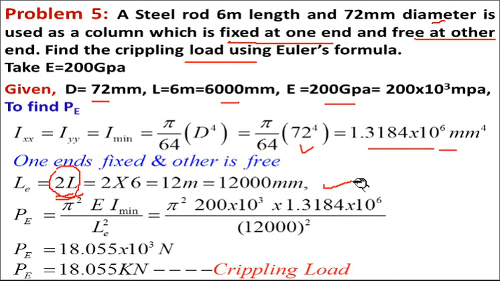And then using Euler's formula, pi square E I minimum upon L square. So here you will get pi square E, value of E, I minimum, value of moment of inertia, this value, and L square means effective length square, this one. So we will get the crippling load of the rod, and it is in kilonewton, 18.055 kilonewton, and in Newton it is into 10 to power 3 Newton, like this. So this is the crippling load of the rod about Ixx and Iyy, because it is a circular rod. It will be the same about both the axes.